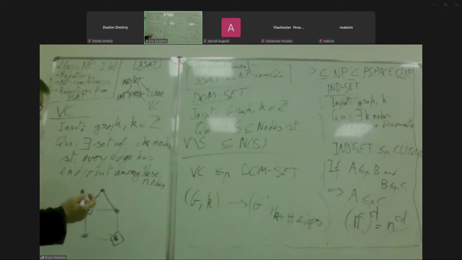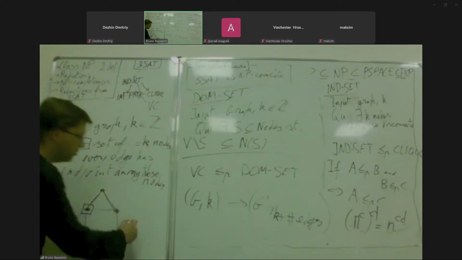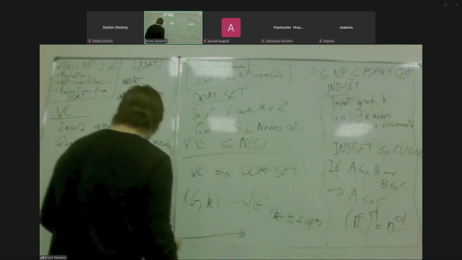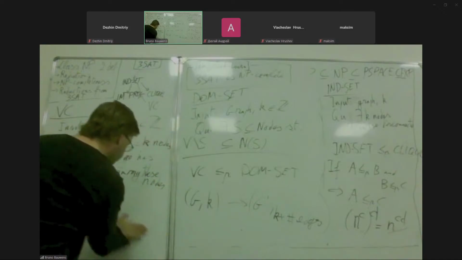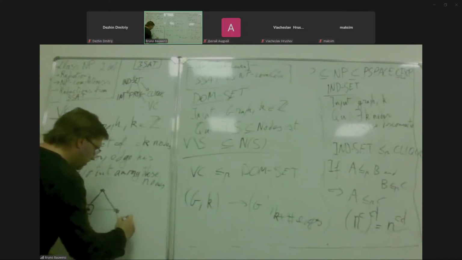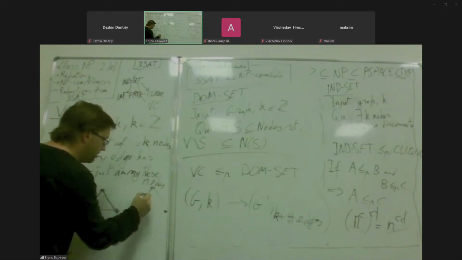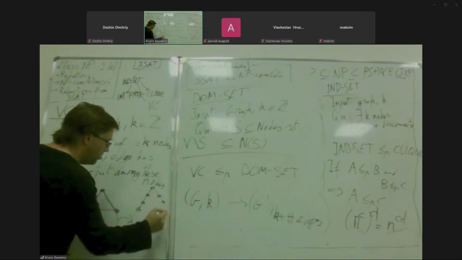Okay, so let me illustrate this. This will be mapped to, okay, I will write it here a bit smaller. So in every edge, I will insert 2 nodes.